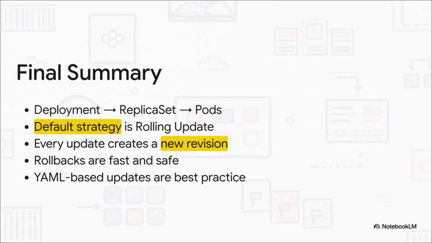So let's just pull this all together. Deployments are the heart of running apps on Kubernetes for a reason. They give us that smart hierarchy of control. They enable safe, zero downtime releases with their rolling update strategy. They keep a history of every change, giving us that fast and safe undo command when we need it. And we manage it all through our source of truth, our YAML files.